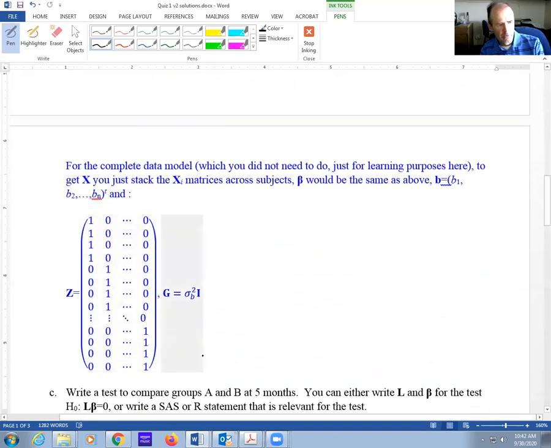Z, this is one where people sometimes added an extra column of 1s for the whole thing. But if you have a random intercept for subjects, then the first column is going to relate to the first subject, and you only want 1s for their 4 repeated measures, and then 0s for the rest. And for the second subject, we'd have 1s in the next 4 rows, and only those, and so forth. So this is what Z would look like.